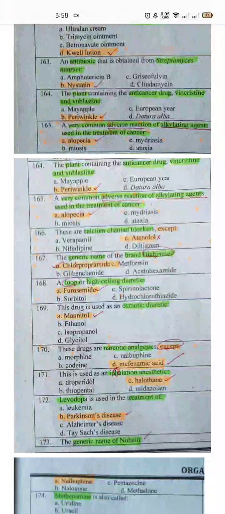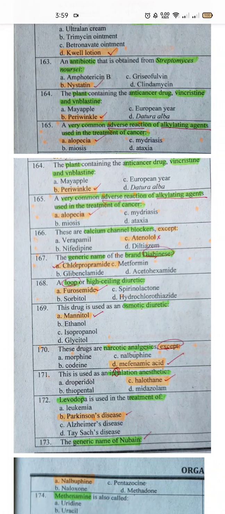171. This is used as an inhalation anesthetic, that is your halothane. So, halothane is a prototype to which newer inhalation anesthetics are compared. Halothane is a potent anesthetic. However, it is a weak analgesic. So, halothane is a potent anesthetic, but a relatively weak analgesic.